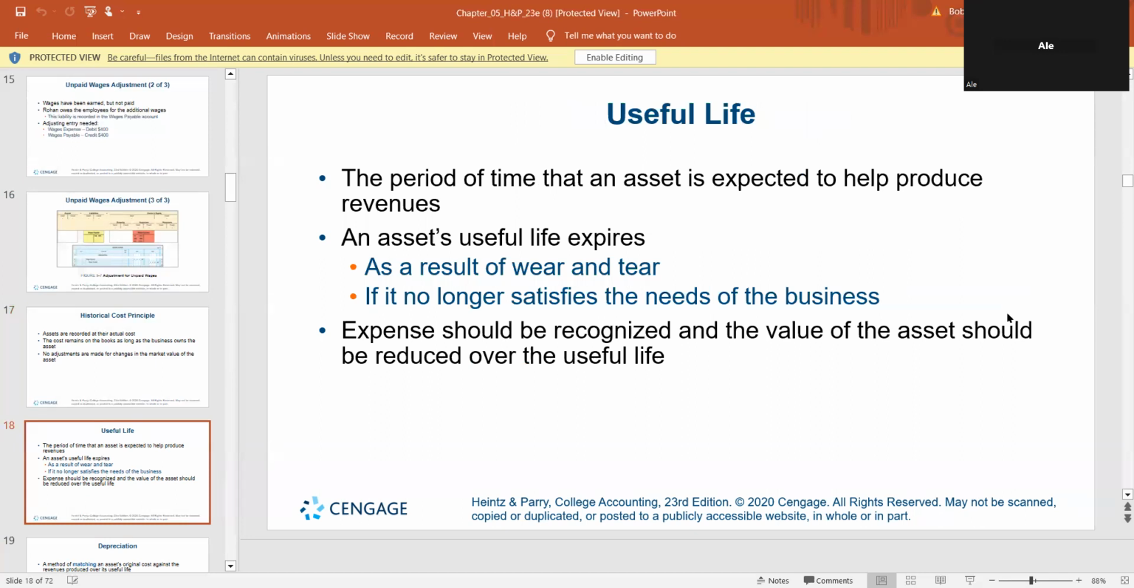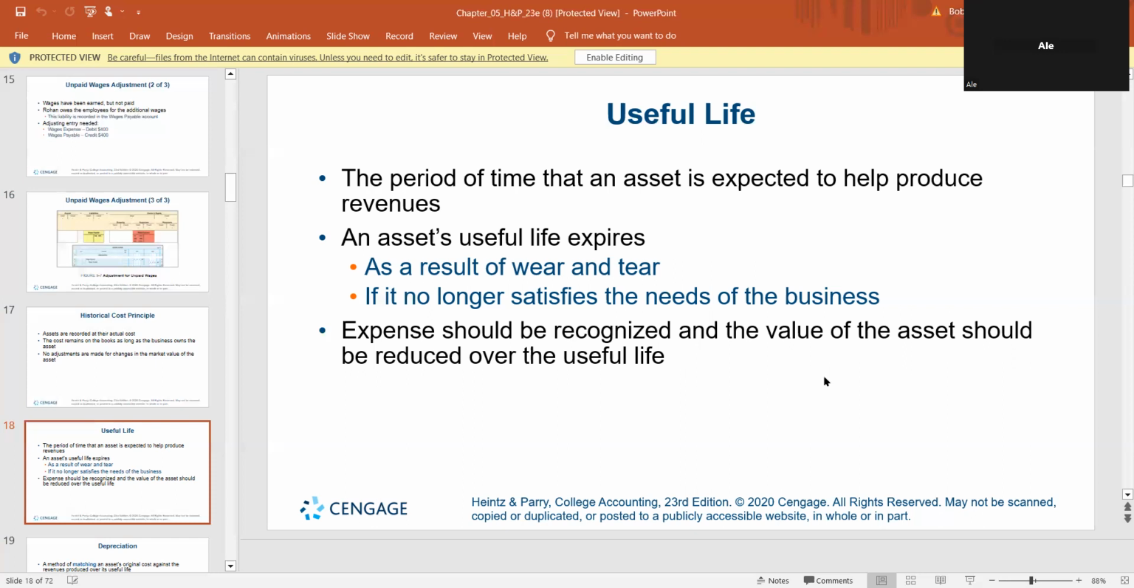So we're going to talk now about fixed assets, big machines, cars, forklifts, buildings, things like that. These assets have what are called a useful life, a period of time that an asset is expected to help produce revenues. In other words, how long is this asset going to last? If it was a car, maybe we'd say that the useful life is 5 years or something. An asset's useful life expires because of wear and tear. It no longer works the way the business wants it to. Expenses should be recognized and the value of the asset should be reduced over the useful life.